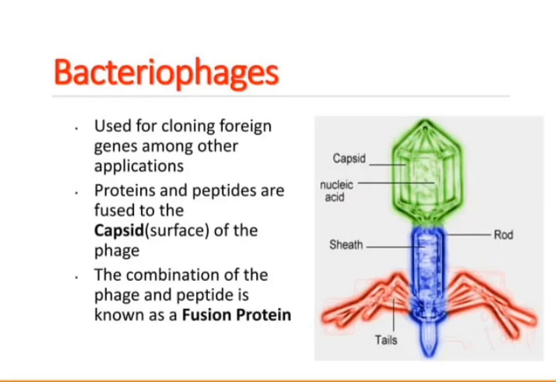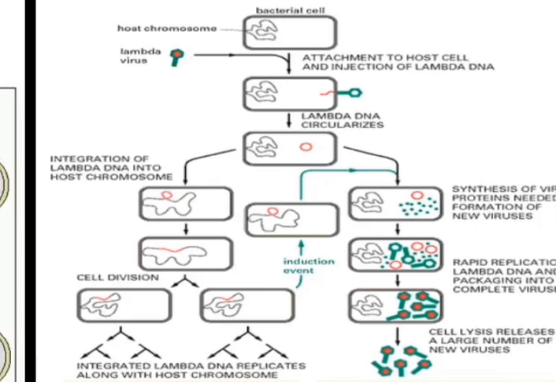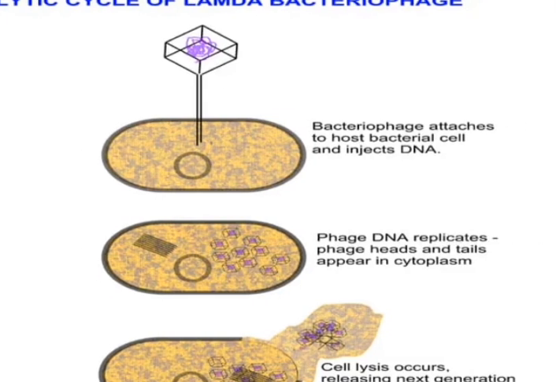Bacteriophages are used for cloning foreign genes. Among other applications, proteins or peptides are fused to the capsid of the phage. The combination of the phage and the peptide is known as a fusion protein. Bacteriophage attaches to the host bacterial cell and injects its DNA.